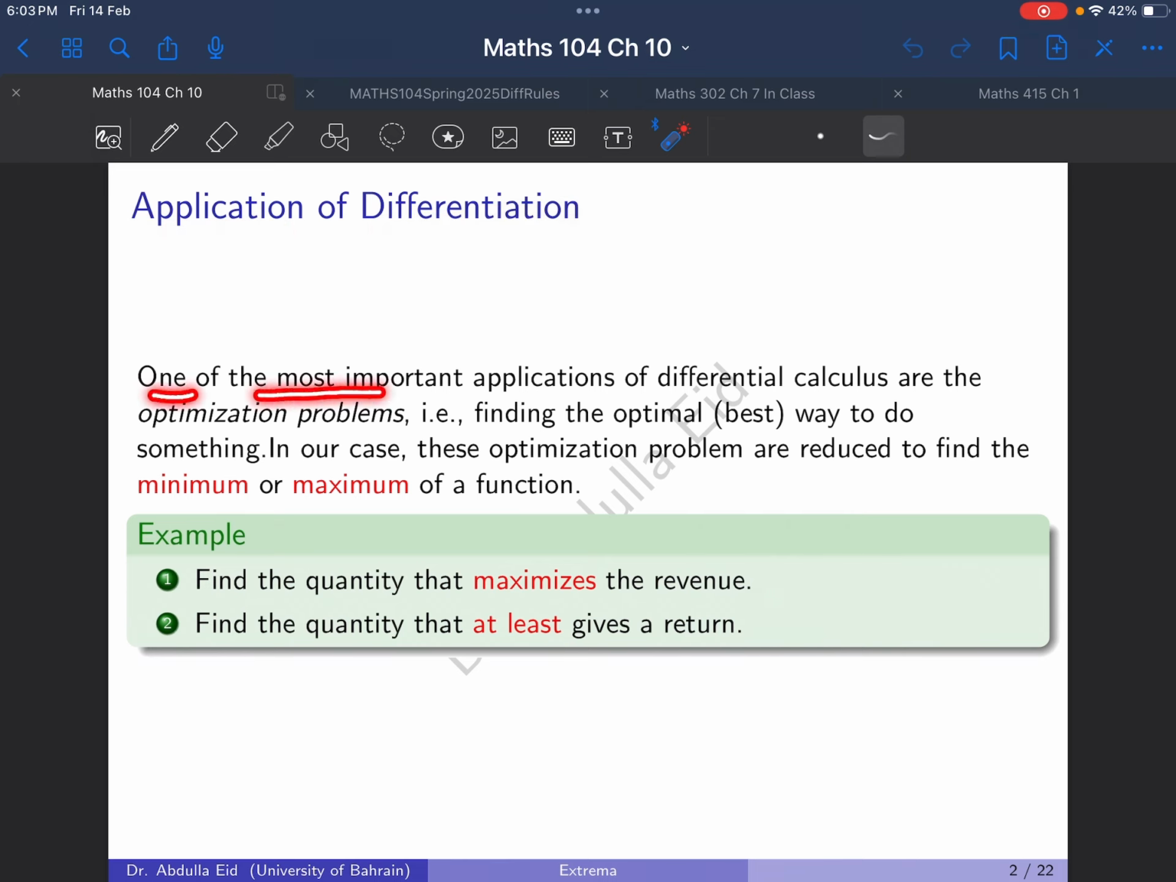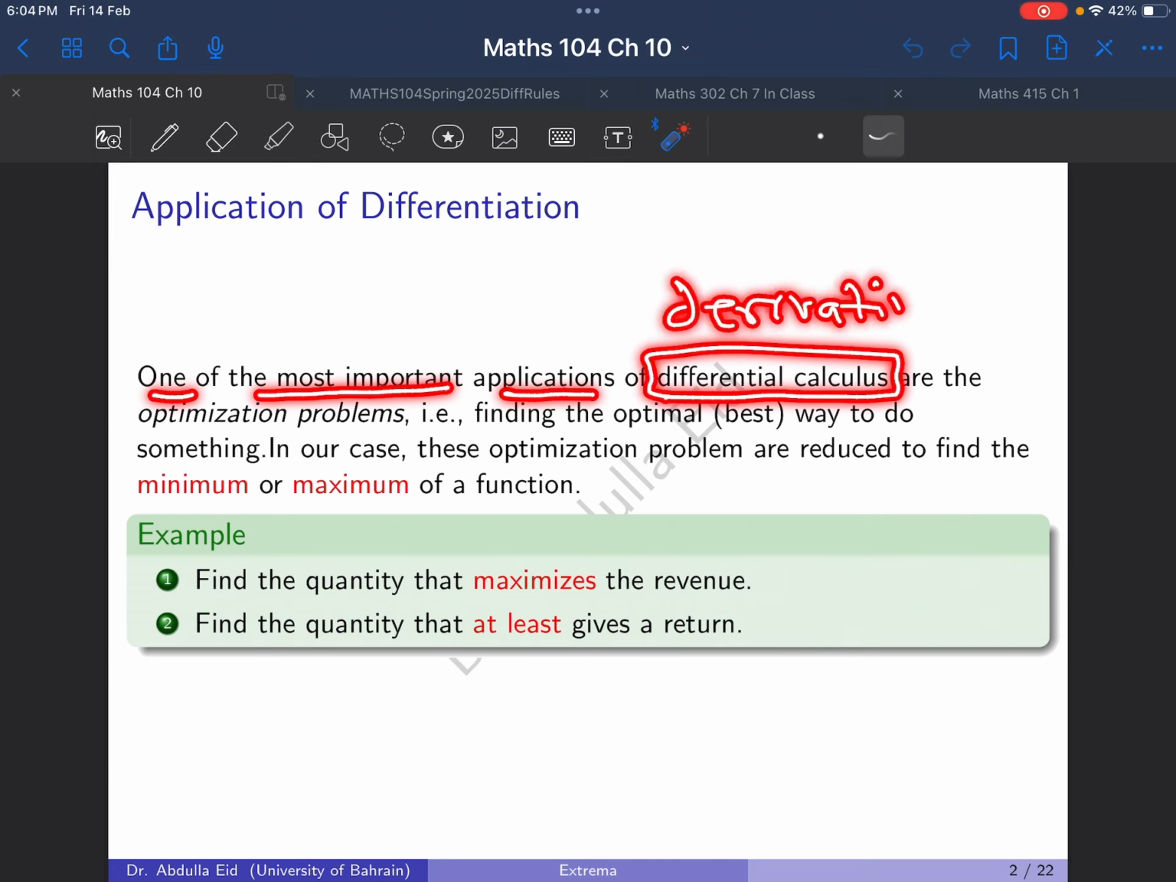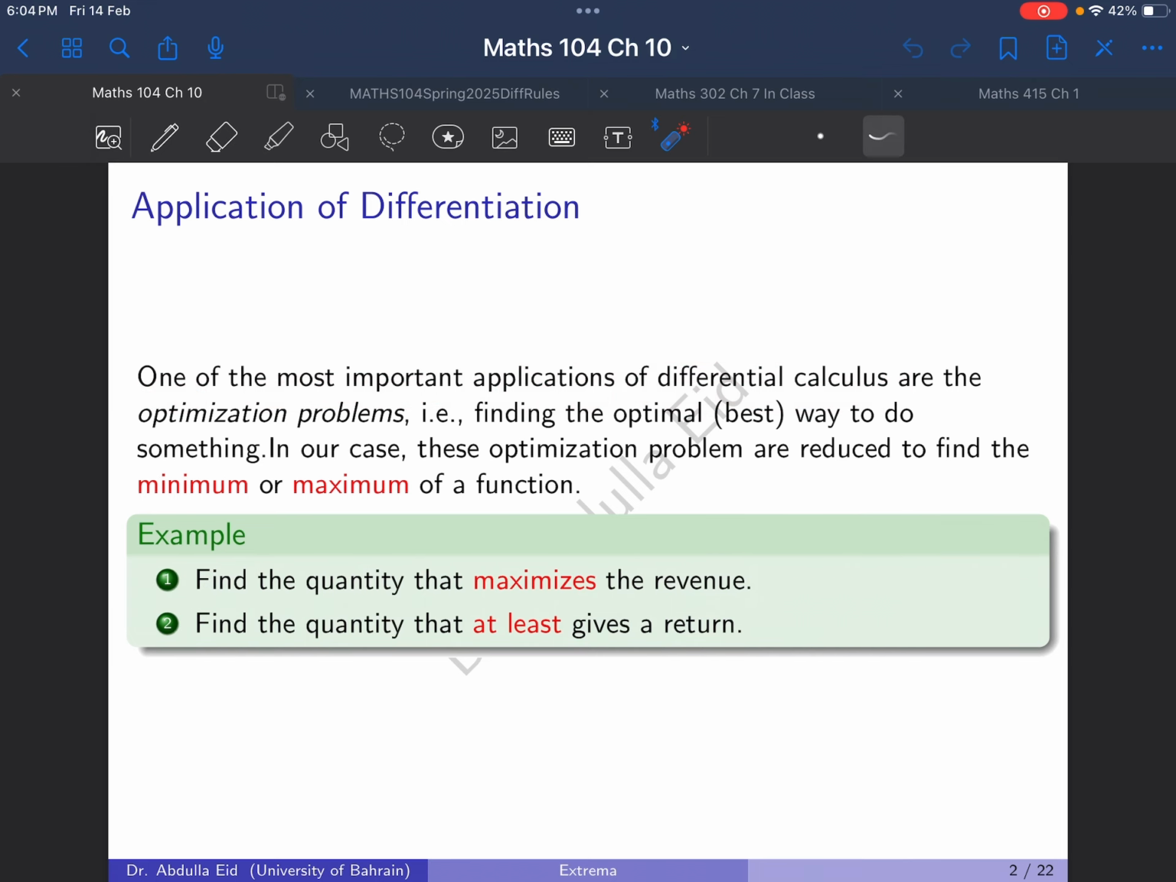One of the most important applications of differential calculus is the derivative. We have studied the derivative, and we know how to find it. Now, what is the application of the derivative? You will find the most important ones are in optimization problems.